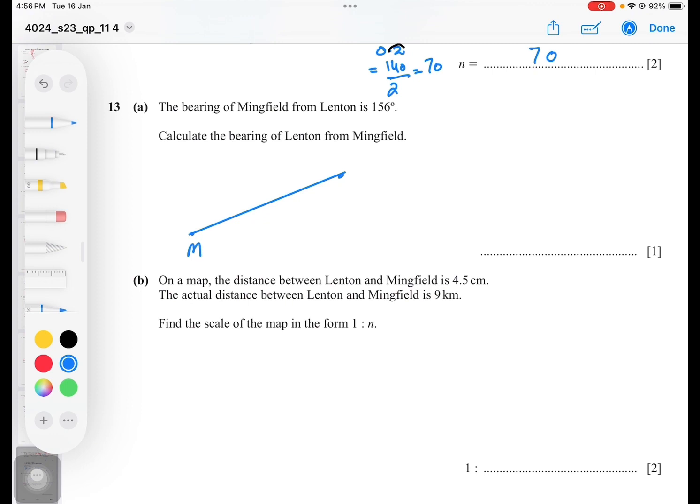This is Mingfield and this is Lantern. So first of all, I need to make the north direction. So I'm going to make north direction. So it will be 156. And then we need to calculate the bearing of Lantern from Mingfield.